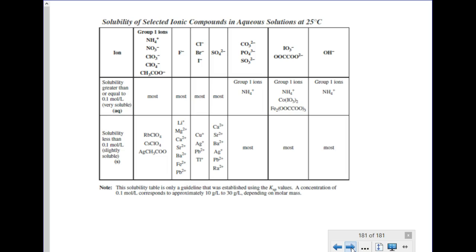It says solubility, which is the ability to dissolve, of ionic compounds only. This is not a table that you would use for molecular compounds. In aqueous solutions, what does the word aqueous mean? Nope. It indicates a mixture with aqua, water. So it means that this compound has been added to water.